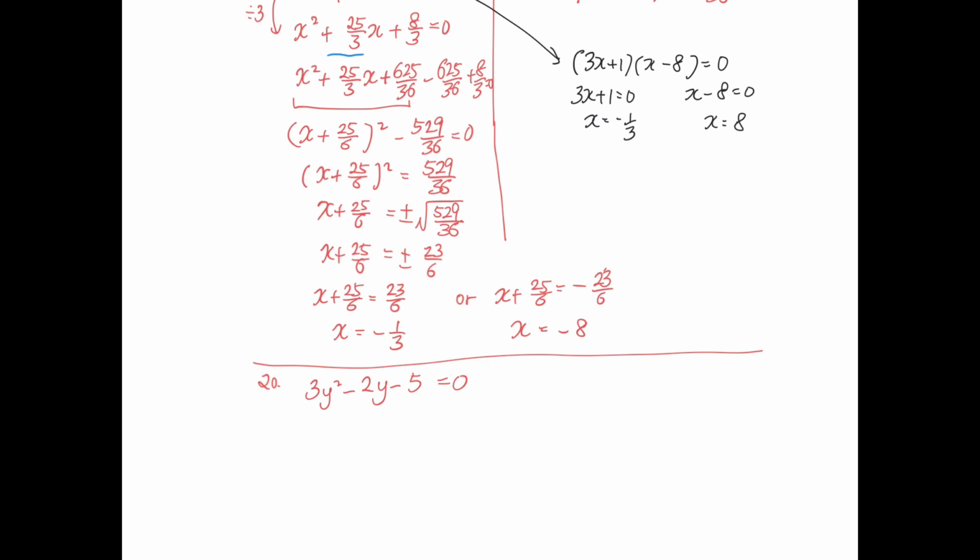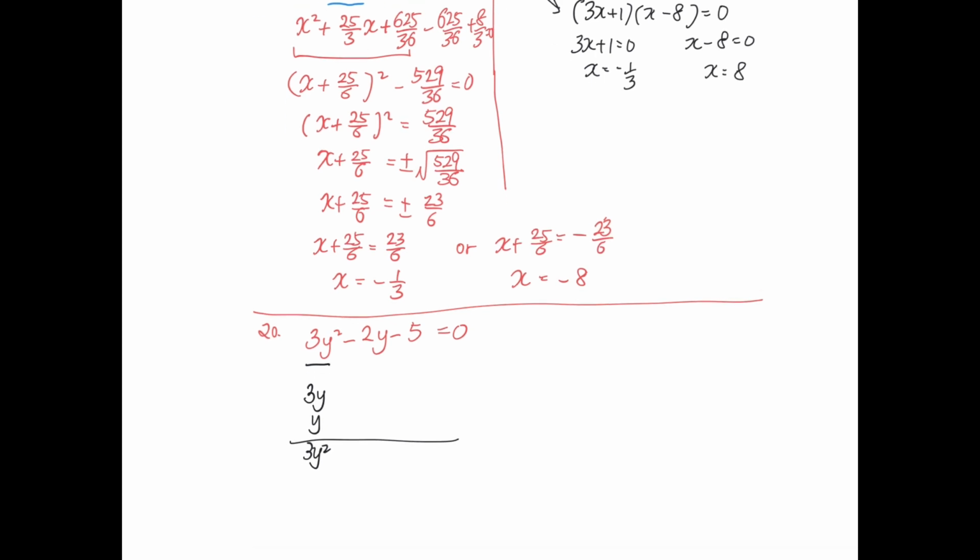Okay, so the cross method will be like this. Let's do it here. We think of what multiplies with what to get 3y squared. So 3y multiplied with y, then you will get 3y squared. Now you think of what numbers multiply to get minus 5. There are many choices. One of the ways is minus 5 and 1. Minus 5 multiplied with 1, we get minus 5.